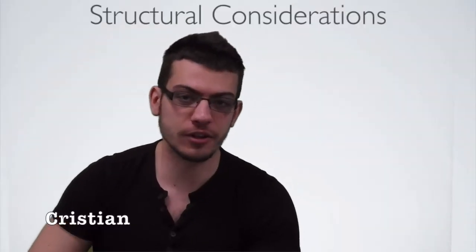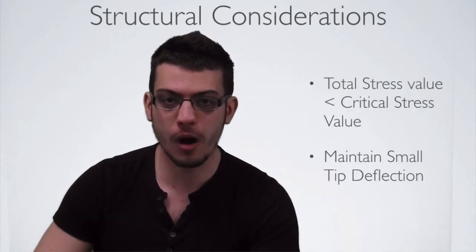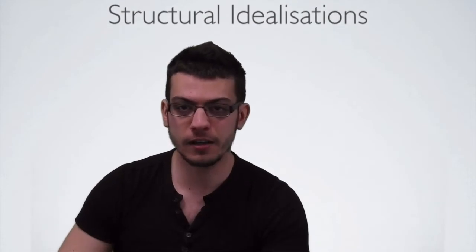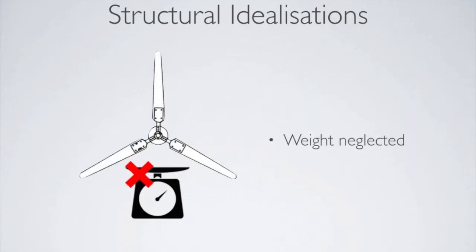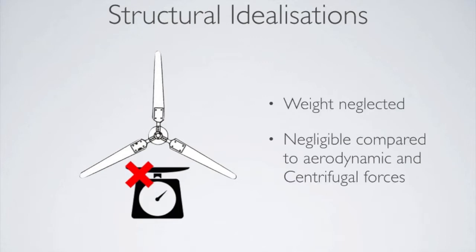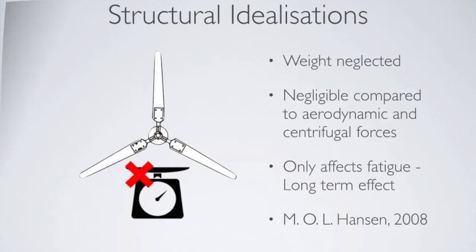The main purpose of the structural design was to maintain total stress values under the critical stress value, while maintaining small deflections. Certain idealizations were made to make calculations easier, such as not considering the weight, which we believe to be a good assumption to make for short periods of time. Why? Because the weight is negligible when compared to the aerodynamic resultant force or the centrifugal force, and would only affect the fatigue, as seen in Aerodynamics of Wind Turbines by Hansen.